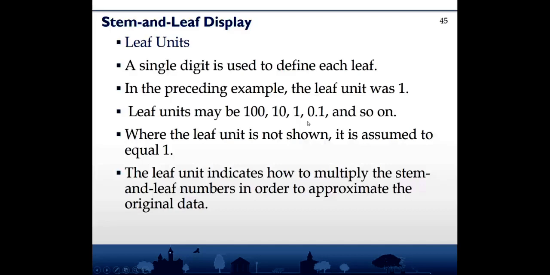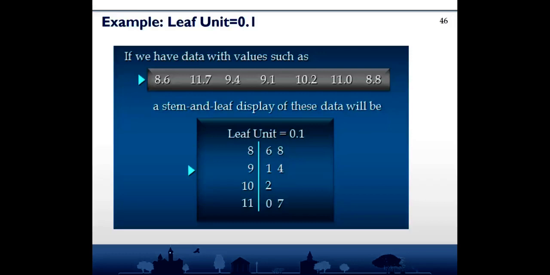The leaf unit indicates how to multiply the stem and leaf numbers in order to approximate the original data. For example, here the leaf unit is 0.1. So then this is 86 times 0.1, so the actual value is 8.6. But if the leaf unit was 1, then this would be 86.